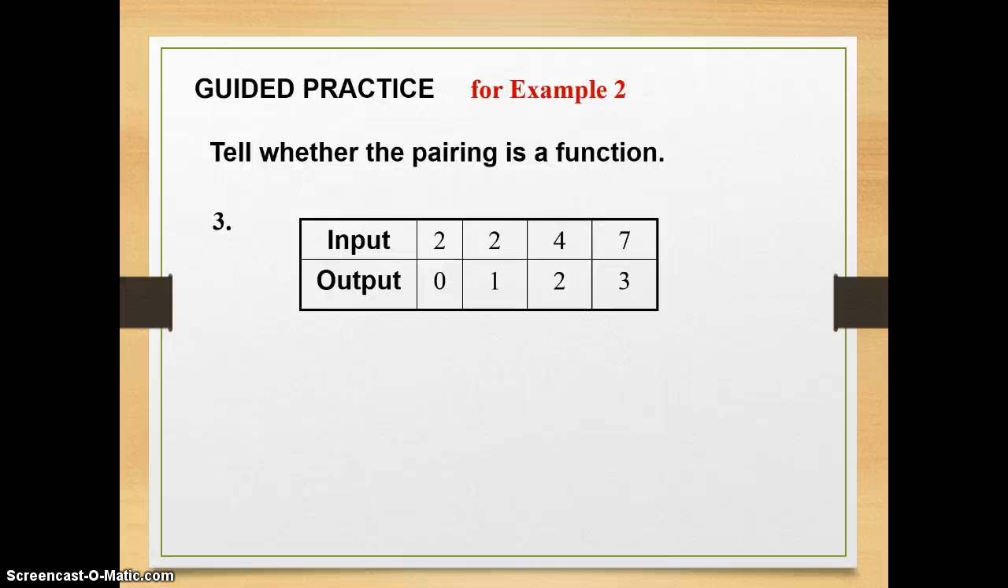In this pairing, we have outputs of 2, 2, 4, and 7. Notice that the 2 is paired with 0 and with 1. So this is not a function.